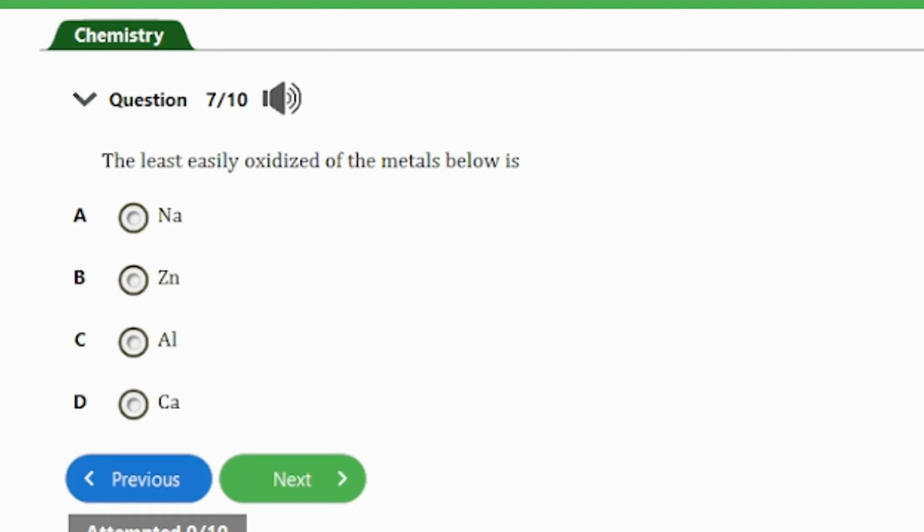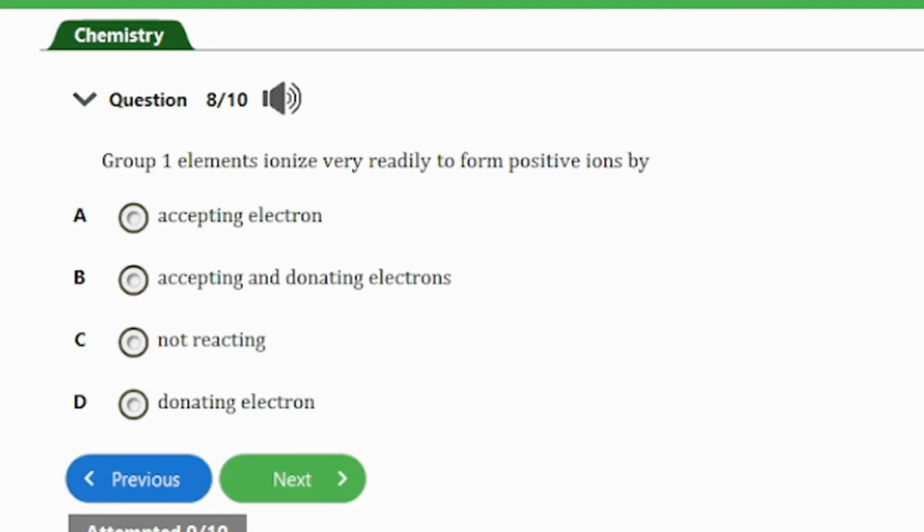So you'll have potassium at the peak, then followed by sodium, calcium, magnesium, aluminium, zinc, just down the group that way. If you look at the options here, you see that zinc is the least reactive out of these options. So that's it for that question. Let's consider the next question.